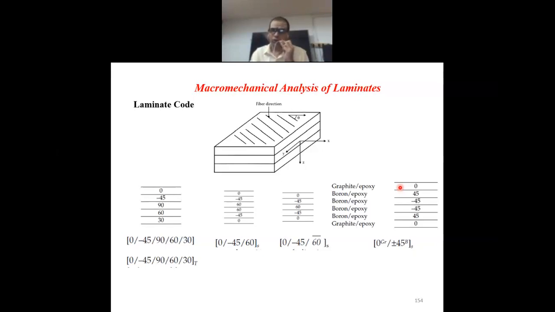Actually, that's why I have shown one ABD matrix that helps you to find out. So for example, this top layer is graphite epoxy. Graphite is reinforced at theta 0. In the second layer, boron is reinforced at an alignment of 45 degrees. So reinforcement is different, alignment is also different. So we have to find out the material property, that is the reduced stiffness matrix of the lamina, separately, and then we have to combine.